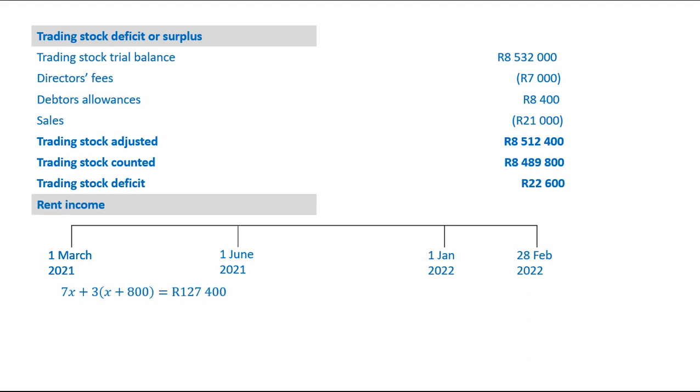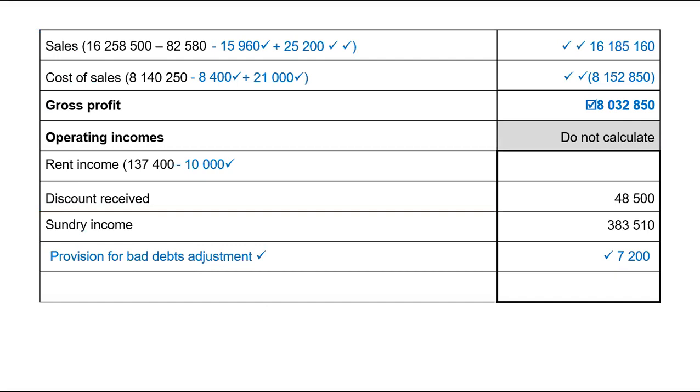Someone might say, hold on, where did you get the 127,400? It's because they gave you 137,400 and they told you that in that 137,400, the 10,000 was not supposed to be there. So when you take 137,400 minus the 10,000, you will get that 127,400. Please do check out a playlist called rent income, rent expense adjustment. That's where I explained how everything works when it comes to rent.